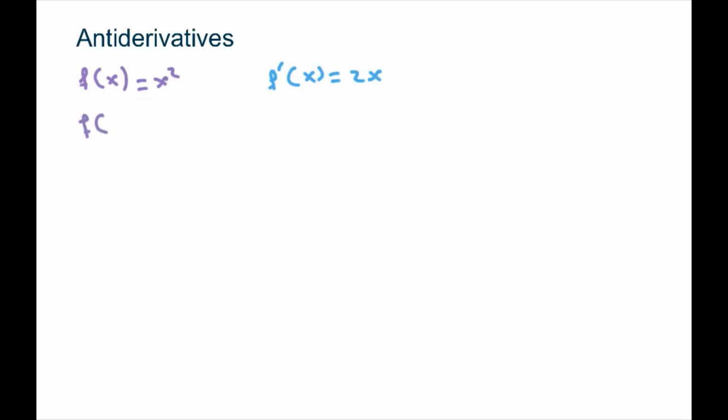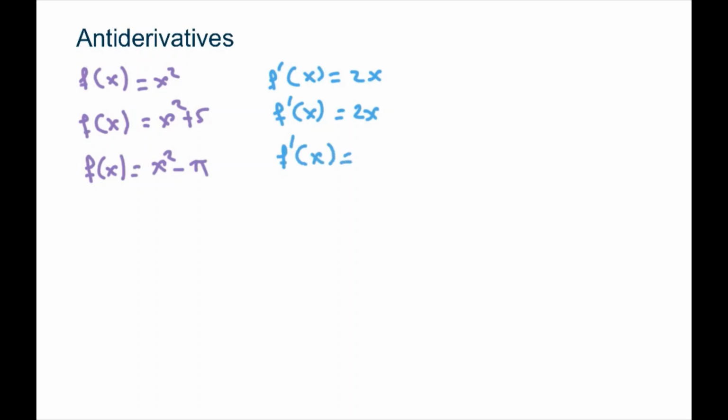And what if I ask you what is the derivative of x squared plus 5? You're going to say, well, the derivative is going to be the same, because the derivative of 5, a constant, is 0. And again, if I ask about the derivative of x squared minus pi, pi is a constant and the derivative of a constant is 0, so we are going to end up with 2x. So if you apply the derivative operator to x squared plus any constant, you are always going to get 2x.